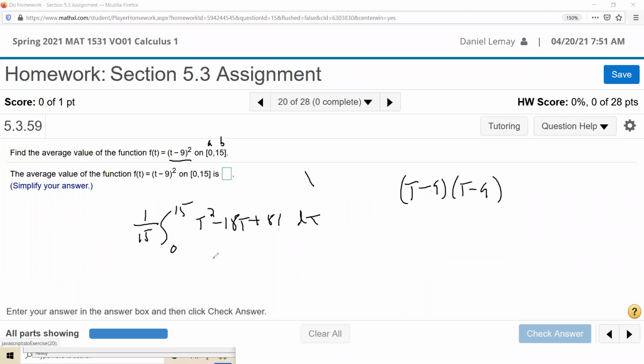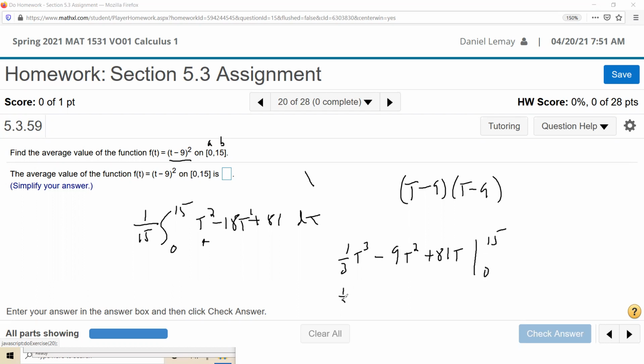Okay, so now let's do the antiderivative. We're just going to break this up into 3 separate integrals. I'm not going to write all that, but the antiderivative of t squared is 1/3 t cubed, and then minus, the antiderivative of negative 18t will become negative 9t squared. Remember, we add 1 to the exponent, then divide by the new result, and then plus 81t. Then we evaluate that from 0 to 15.